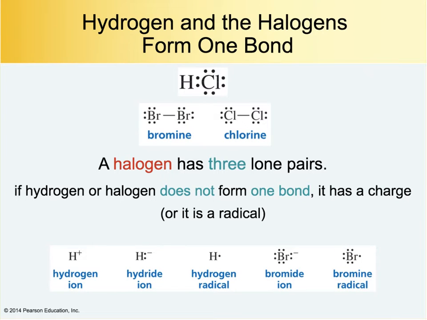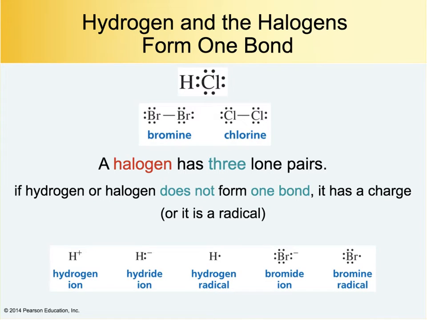Simple stuff, halogens. Halogens want 1 bond because halogens have 3 lone pairs, right? 2, 4, 6. So they have 3 lone pairs, and they only need 1 bond to get to their full octet. So you can see a bromine-bromine bond. 2, 4, 6, 8, right?